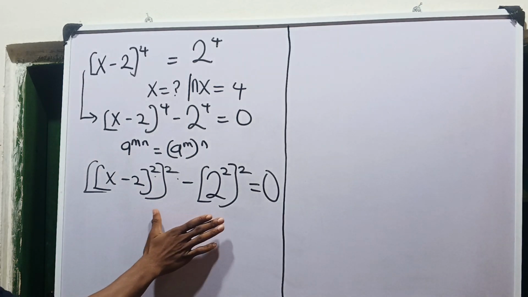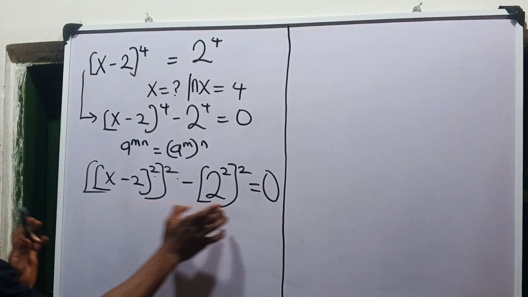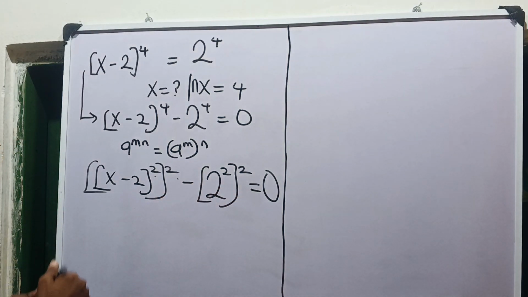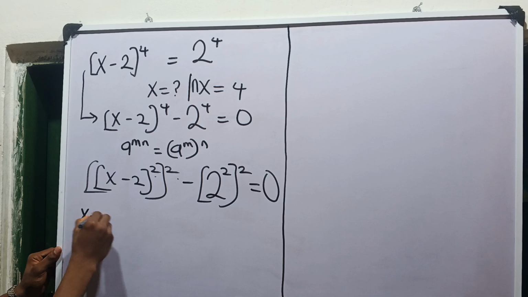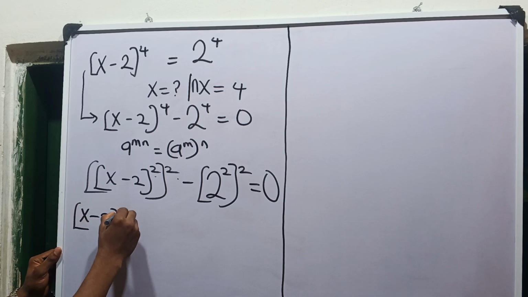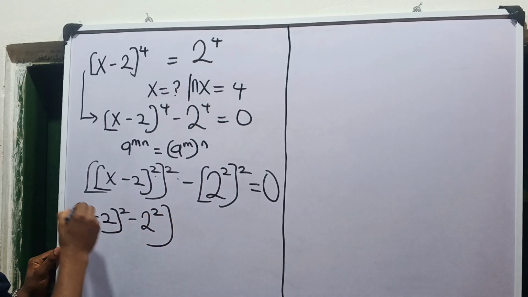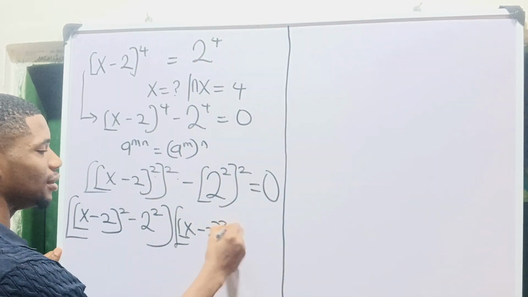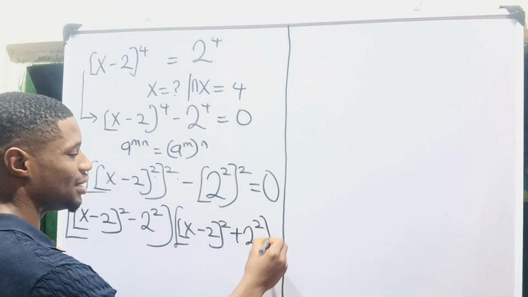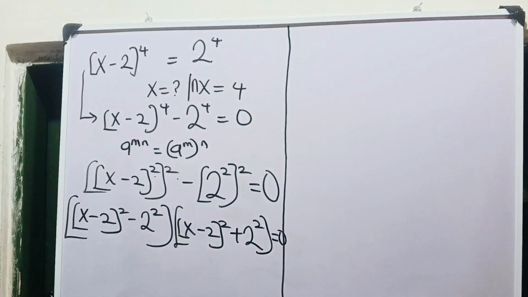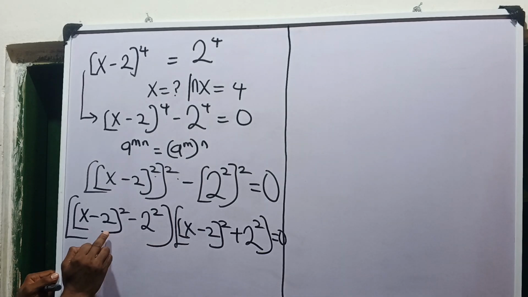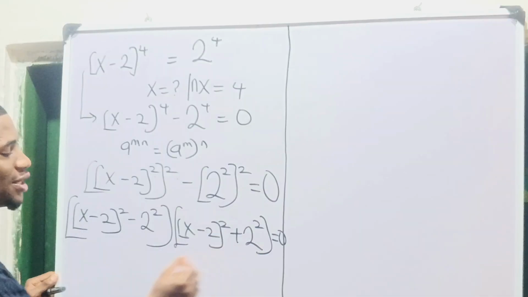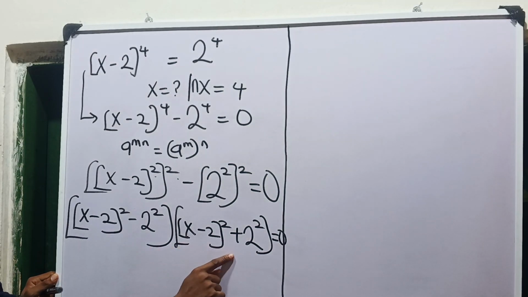Continuing from here, we can say that this is a difference of two squares, and the law of difference of two squares is going to be applied here to solve this equation. Now we have ((x - 2)^2 - 2^2) multiplied by ((x - 2)^2 + 2^2), and this is equal to 0. Now, when the product of two things is equal to 0, either the first one is equal to 0 or the second one is equal to 0. So it's either A is equal to 0 or B is equal to 0.